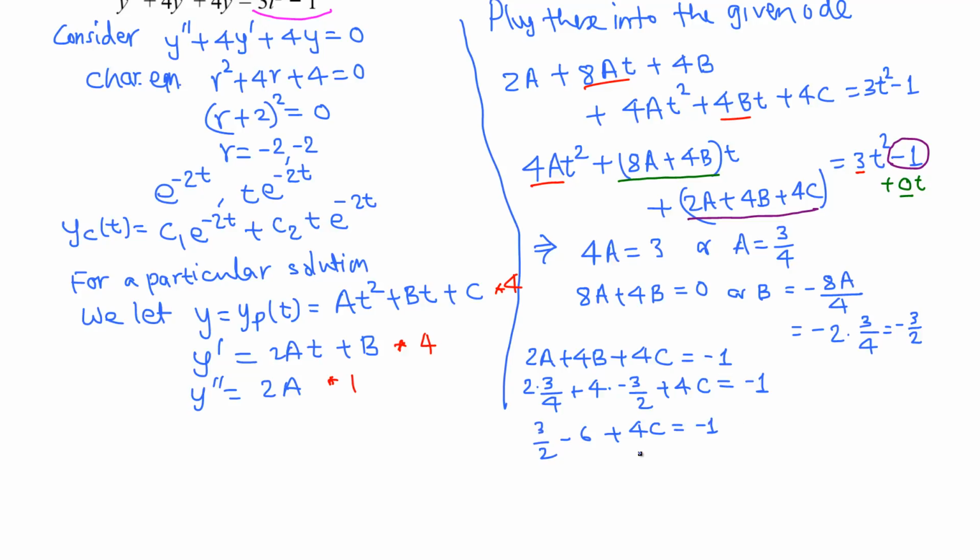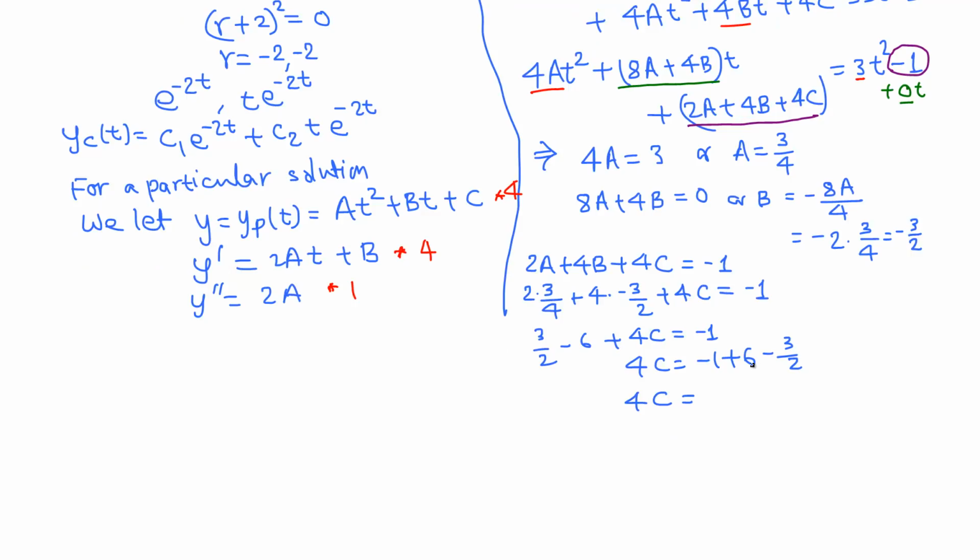So let's move everything over, so 4C equals negative 1, this negative 6 becomes plus 6, and plus 3/2 becomes negative 3/2. So 4C equals, let's come up with this number, 6 minus 1 is 5. 5 minus 1.5 is 3.5, that's 7/2. Now this implies C equals 7/8, since 4 goes on the bottom. So we have A equals 3/4, B equals negative 3/2, and C equals 7/8.